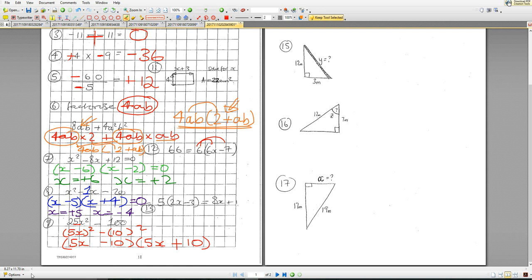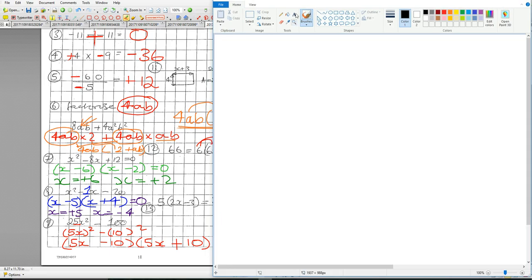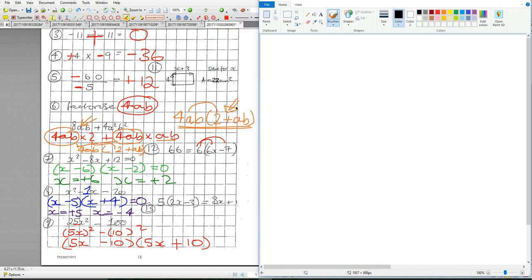Okay, right. Question number 12. It's getting a little bit tight here. I don't know whether I should call in my little friend the paint program. We can maybe reduce the size of it, and then we can have more space to do some of these questions. Okay, right, here we go.